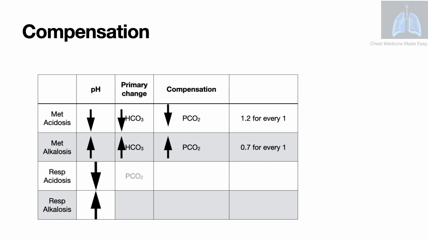In respiratory acidosis, the primary change is increased PCO2. The compensatory change is increased bicarbonate.